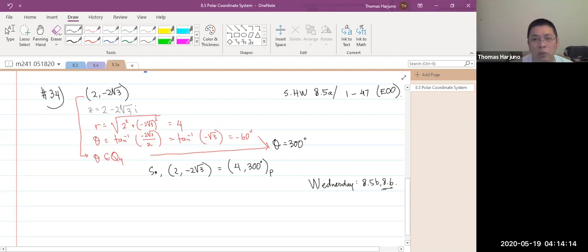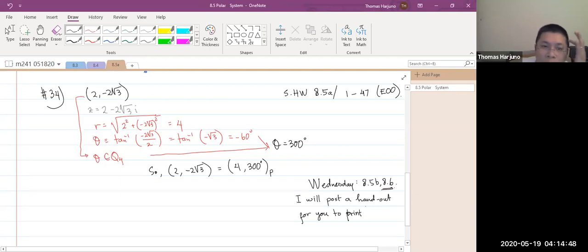Now 8.6 will take some time, and I will post a handout on our discussion board today for you to print. Maybe print at least 5. That's a polar coordinate system. Let me see if I have that here so that you know what I want you to print out. Give me a second.